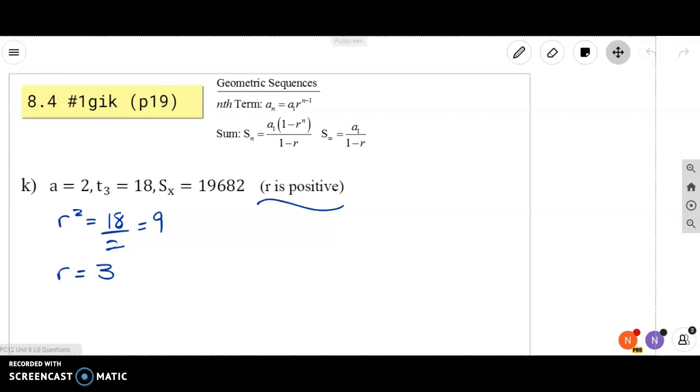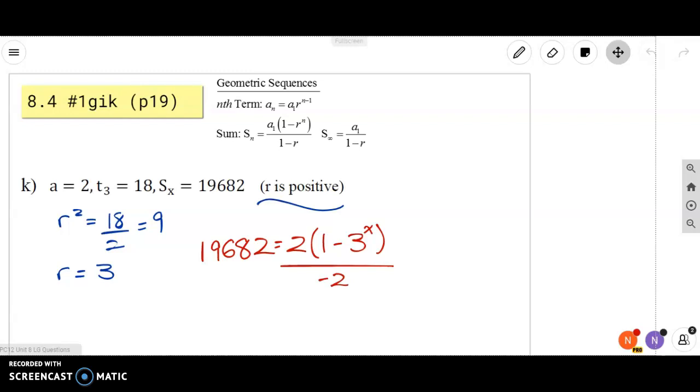Now, I'm going to use the same sum formula, and I'm going to fill in whatever I know. But this time, I don't know my n value. I can put an x in there for now, I guess. But I do know that it's equal to 19,682, so let's write that out. 19,682 is equal to our first term 2 times bracket 1 minus 3 to the power of x, since we're calling it x, over 1 minus 3, which is negative 2.